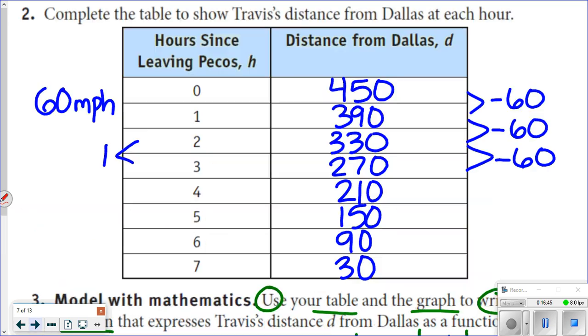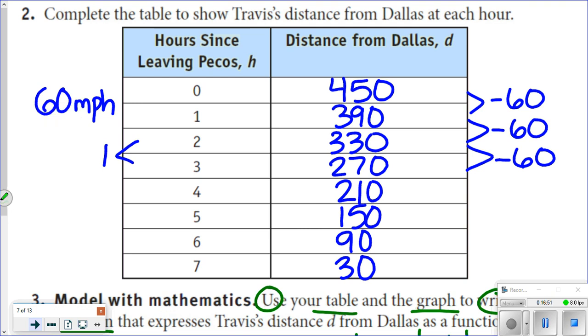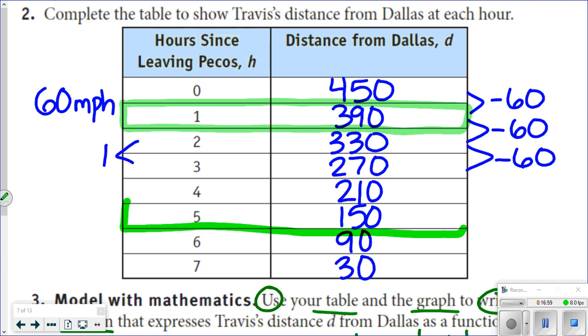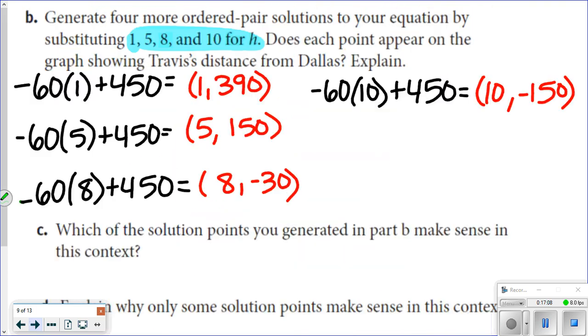Let's look at the table just to double check. If I'm looking, I have (1, 390) right here. That was the ordered pair that we got. And (5, 150) right here. I do not see (8, negative 30) and (10, negative 150). So to answer question B, does each point appear on the graph? The answer here is no.